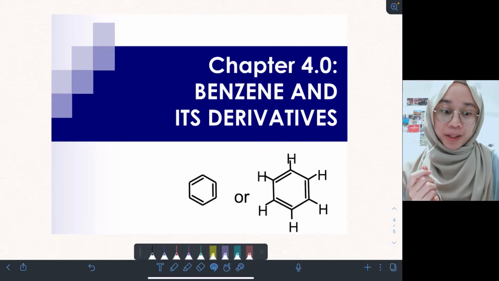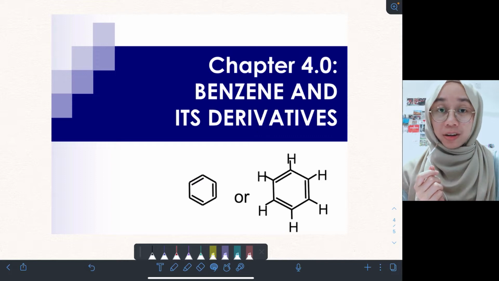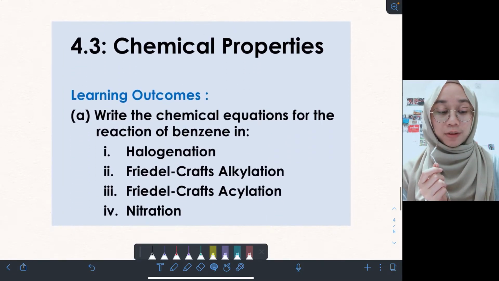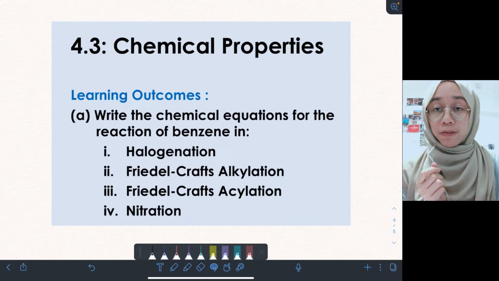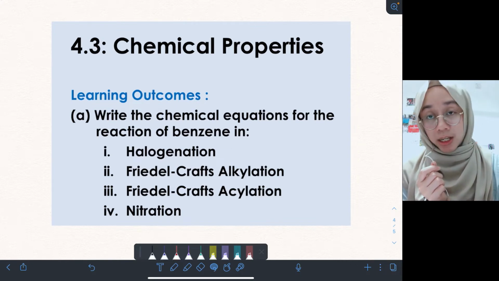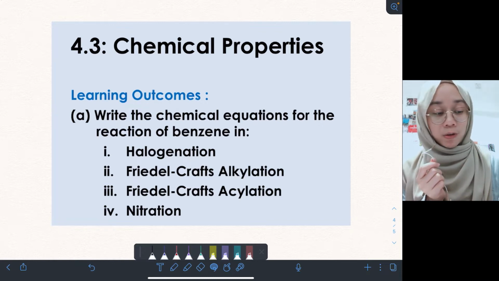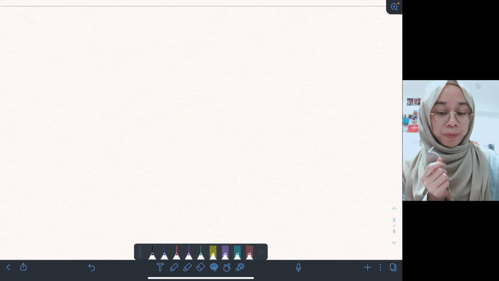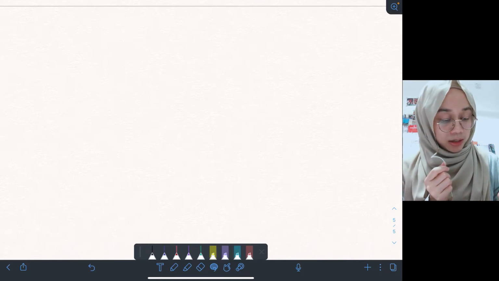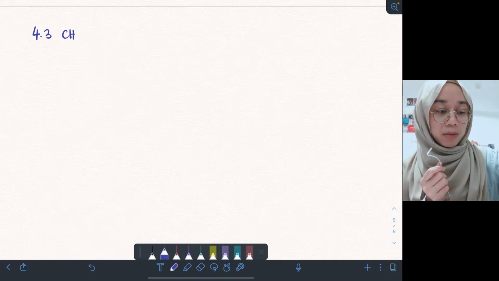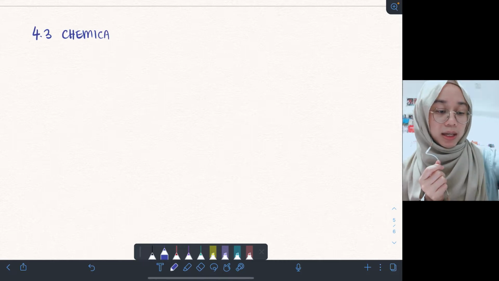So today we are going to continue the topic 4. We're going into the last part, which is the chemical properties. This is the learning outcome for today's video, where by the end of this video you should be able to write the chemical equations for the following reactions here. Now kita nak tengok dulu secara summary-nya apa benda yang kita akan belajar from today's video. This is the last part, which is 4.3, the chemical properties of benzene.